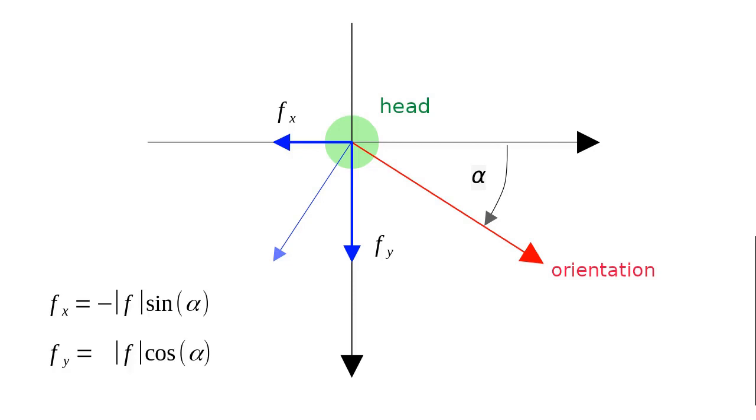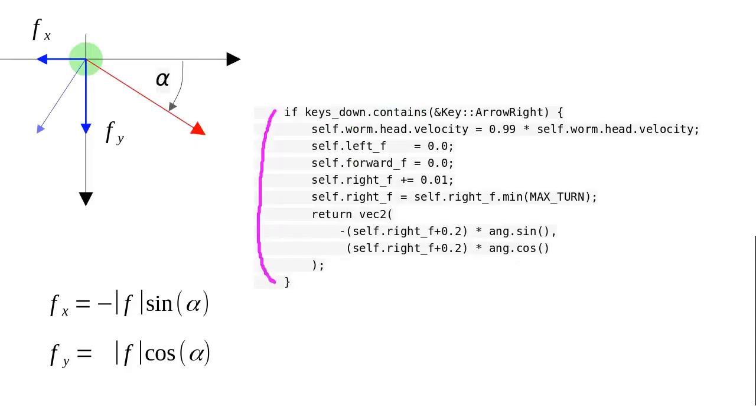Using simple trigonometry, we have the formulas for the x and y components. With the background knowledge explained, we will find the code is very simple. We slow down the worm during turning. We set these two fields to 0. We increase the magnitude under a certain limit. And finally, we return the components of the force.